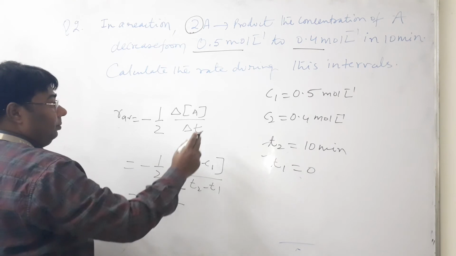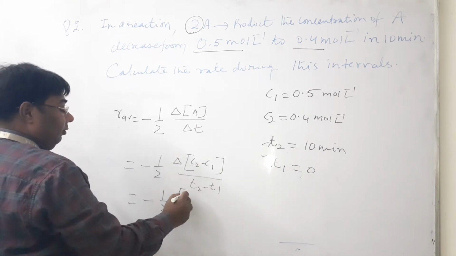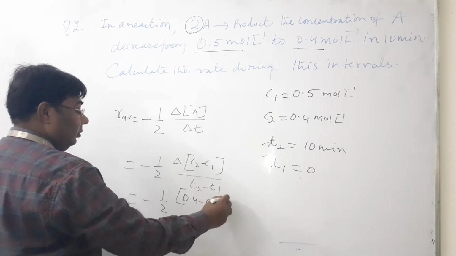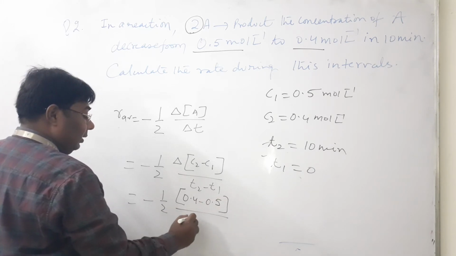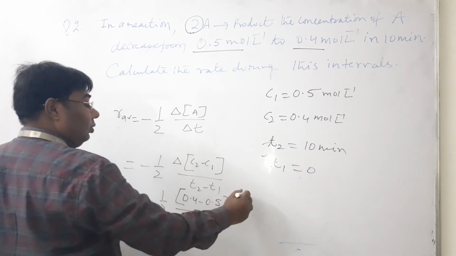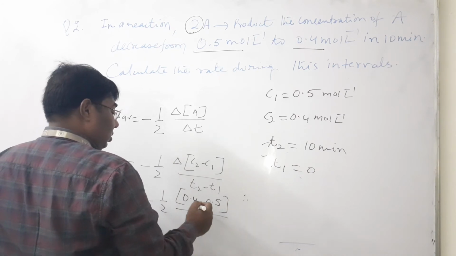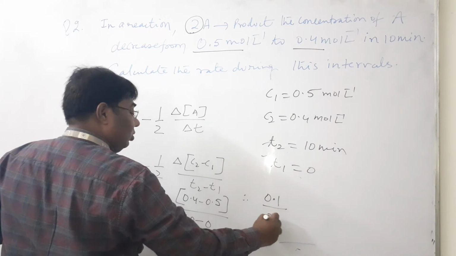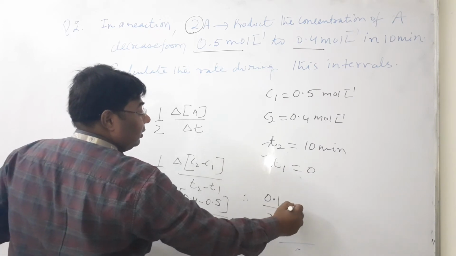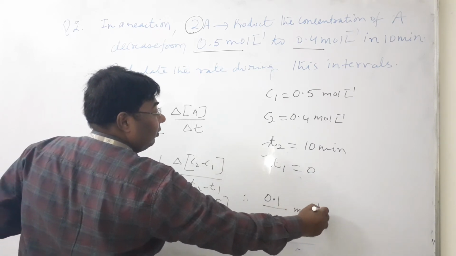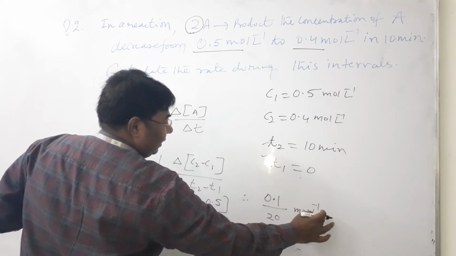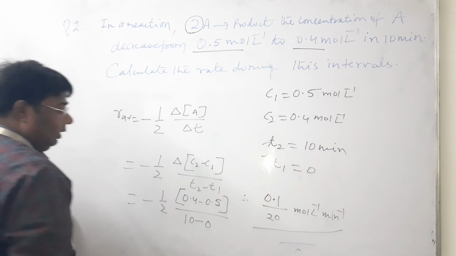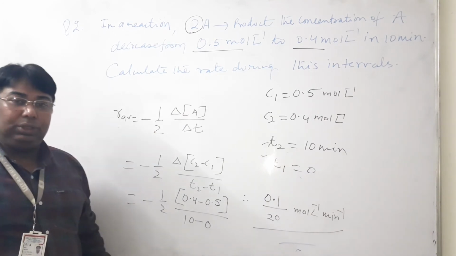C2 is 0.4 minus 0.5 by 10 minus 0. Therefore, 0.1 by 20. This is the answer, mol liter inverse minute inverse. So in this way you can find out the answer of this question.